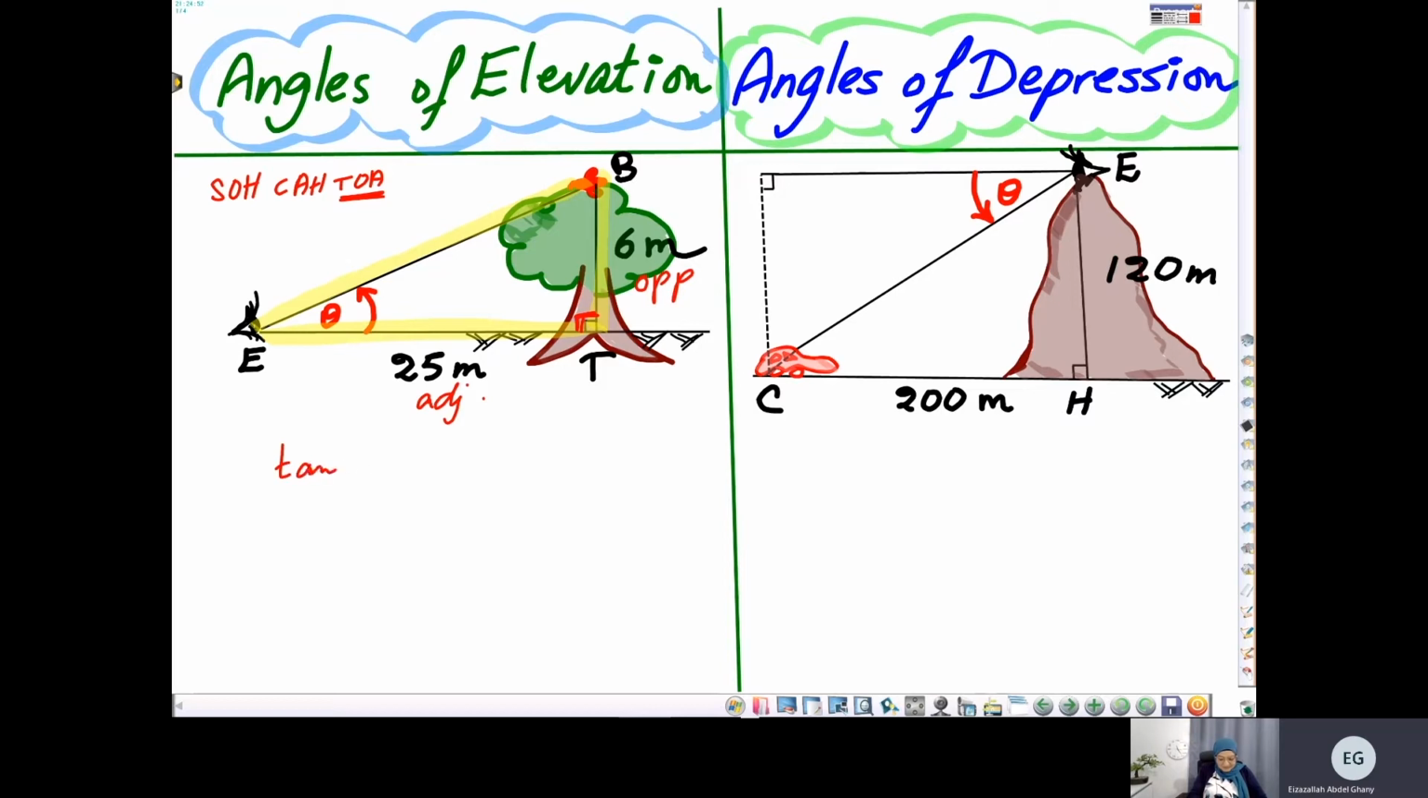So just write tan theta equals opposite over adjacent. If you need the angle theta without the function tan, you cannot divide by the word tan, because tan is a trigonometric function. You click tan inverse 6 over 25. Remember, angles are always one decimal place unless mentioned. Shift tan 6 over 25 equals. Of course, you'll get an infinite number, but you round it to the nearest one decimal place.